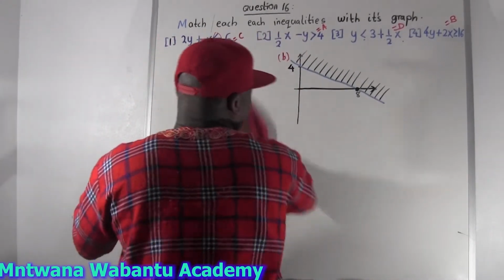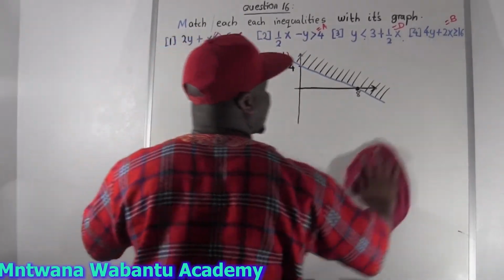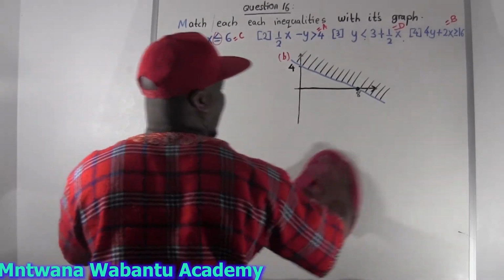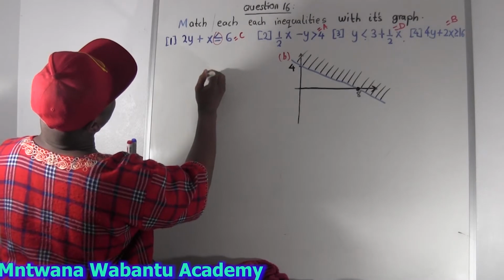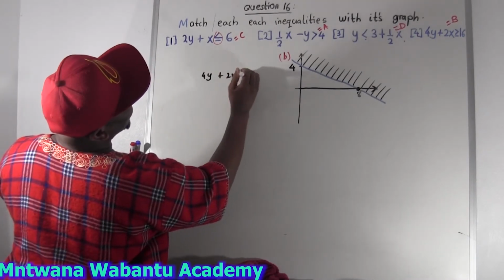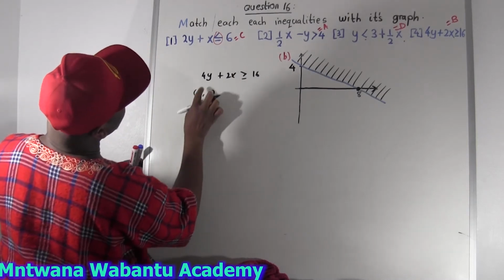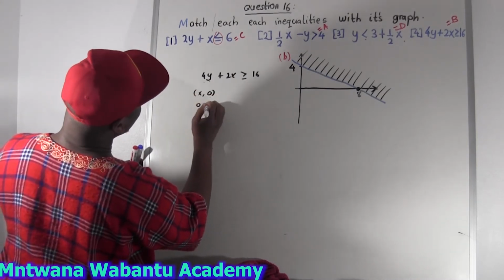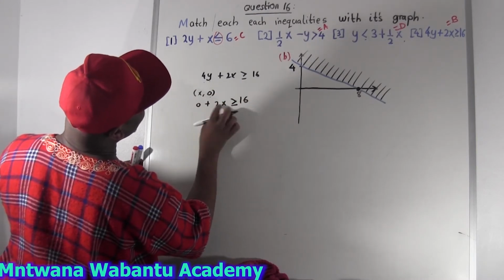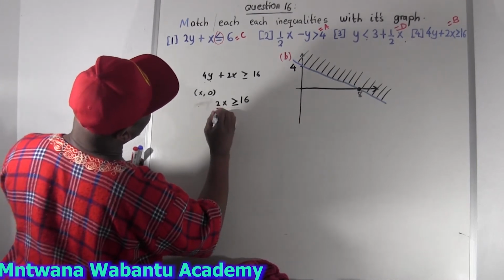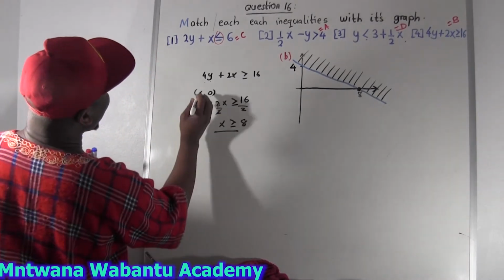Okay, so I'm going to do the same approach. Now let's go. So we have 4y plus 2x greater than or equal to 16. We know when finding the x intercept, y equals 0. So 4 times 0 is 0, plus 2x greater than or equal to 16. So 0 plus 2x is just 2x. Divided by 2, x is greater than or equal to 8. So the x intercept equals 8.